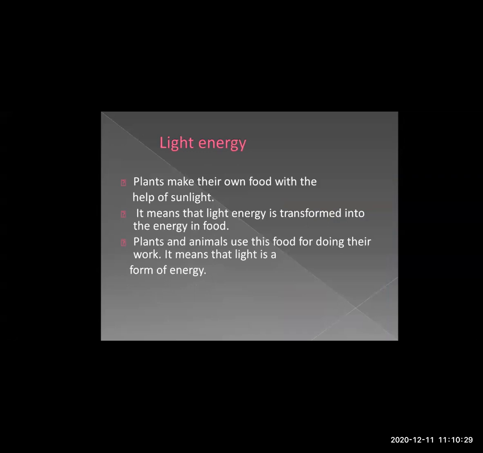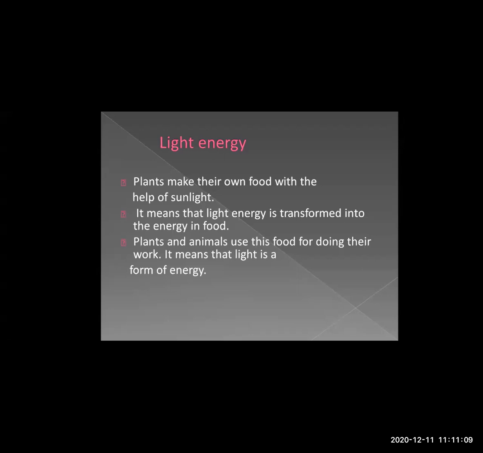Then next, light energy. Now as you all know, plants prepare their own food with the help of photosynthesis. But do you know, in the process of photosynthesis, what happens? The plant prepares the food with the help of the sunlight in the leaves, and it converts the light energy into food energy and transports it to all parts of the plant. Now we have been studying this photosynthesis from chapter number 2.